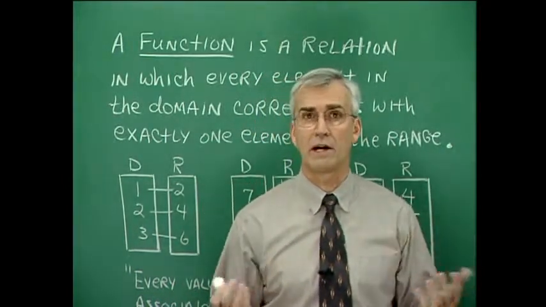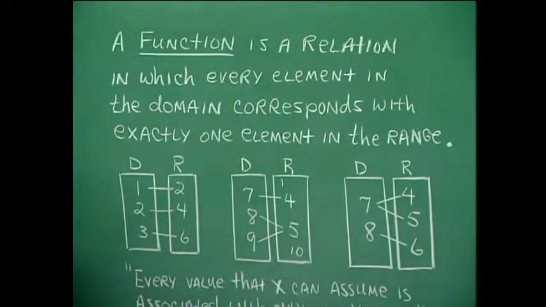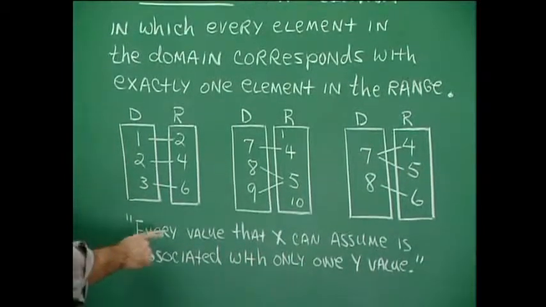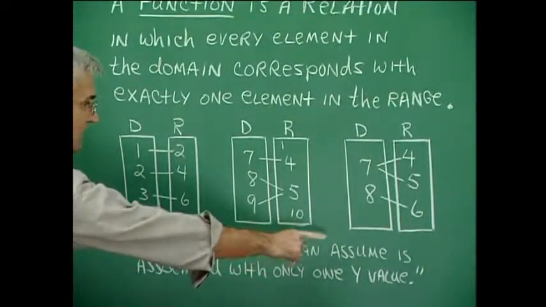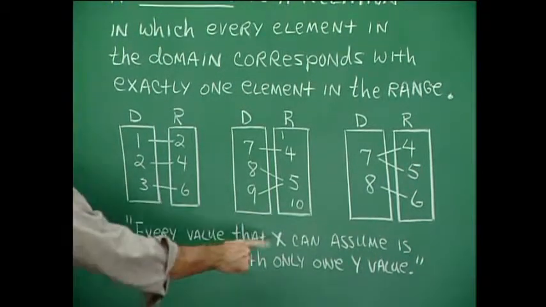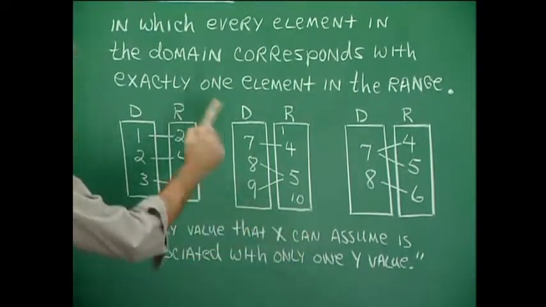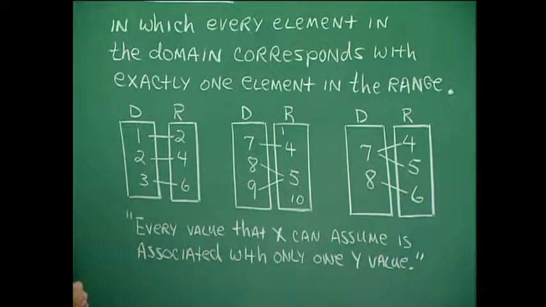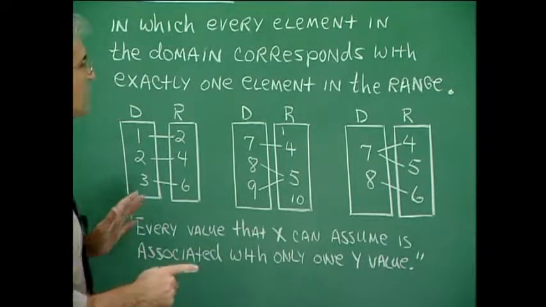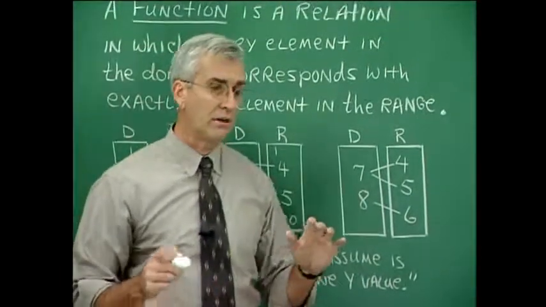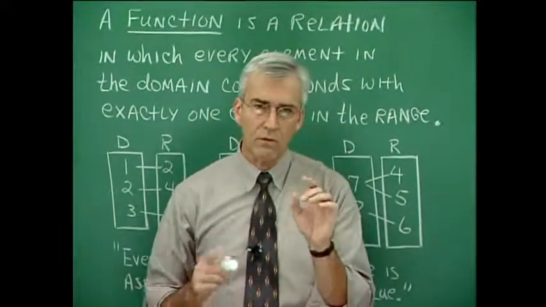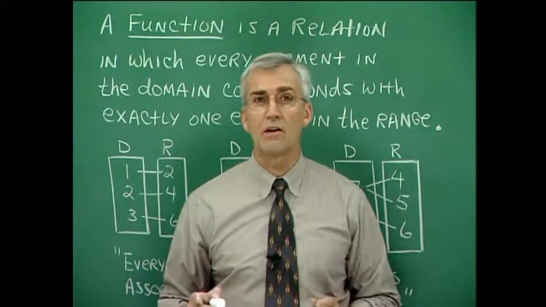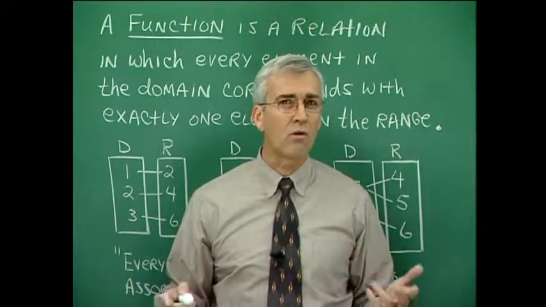Here we're looking at ordered pairs. Now another way to kind of look at the situation, it's kind of paraphrasing what we have here, is this: that every value that x can assume is associated with only one y value. You see, it's the same exact idea. We just don't like to confine ourselves to x's and y's. And by the way, in some textbooks this definition for domain and range describes them as independent and dependent variables. And that's not too foreign to us either.